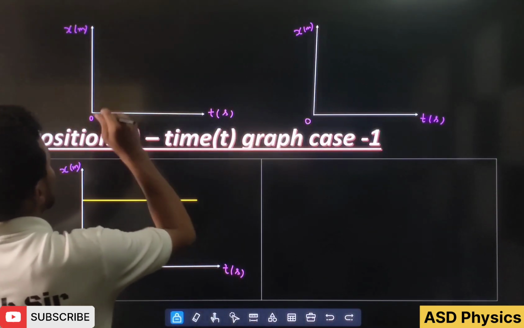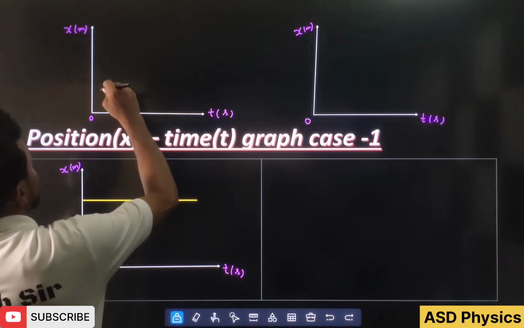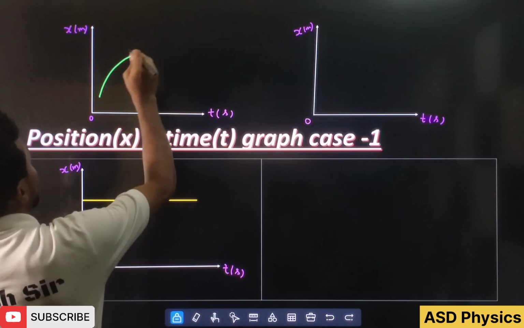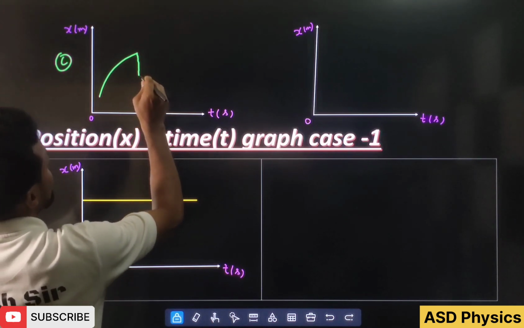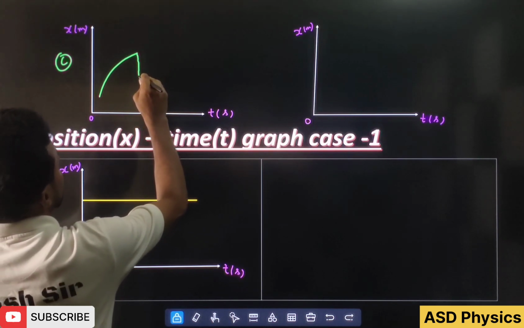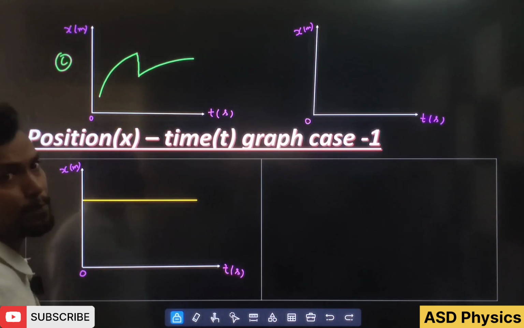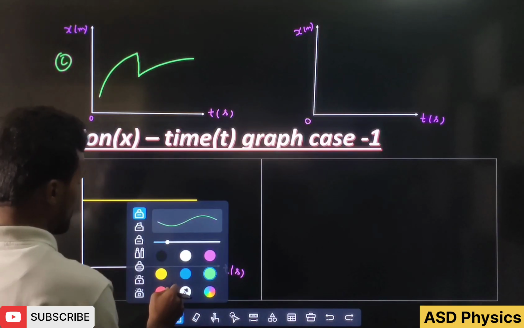So if we talk about the position-time graph, remember that if the graph is given like this, I'm talking about the point number C previous. Let's take it is given like this, and after that it went like this. So what is happening here, you can see very well, the slope here is what?